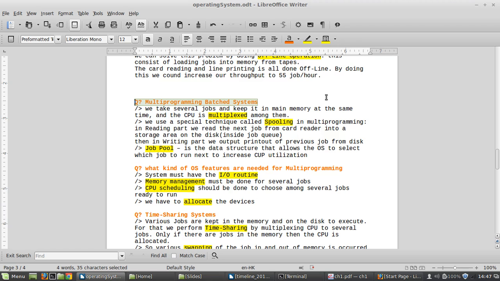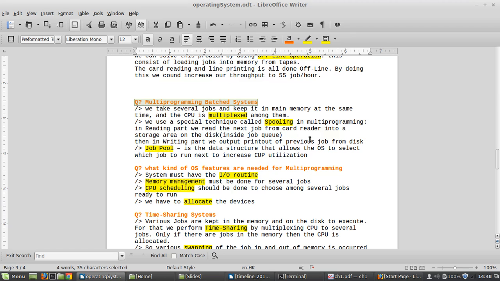And what is done in this multiprogramming batch system is we take several jobs and keep them in main memory at the same time, and the CPU is multiplexed among them. So in the same memory there are several jobs, and the single CPU is multiplexed among all these jobs that are loaded in the main memory. So we use a special technique called spooling.